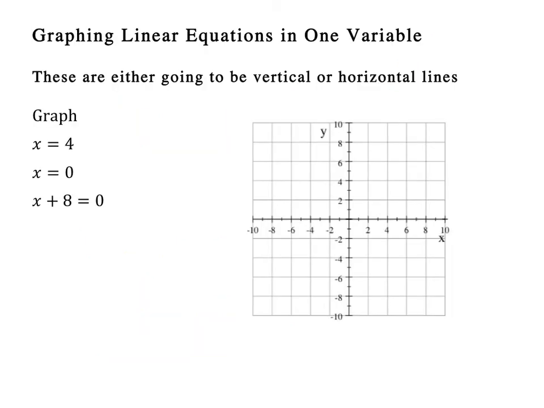Okay, so now we're going to touch a little bit on graphing linear equations in one variable. And these are linear equations with only an x variable or only a y variable. So these are going to be either vertical or horizontal lines. So we're going to look right now where we have x as our variable. So I asked myself, where is x 4? I want to find where x is 4.